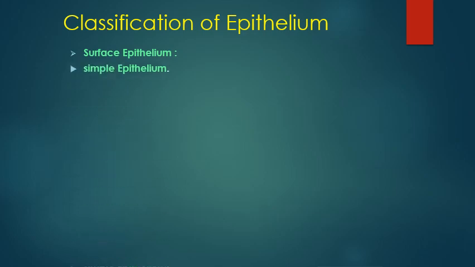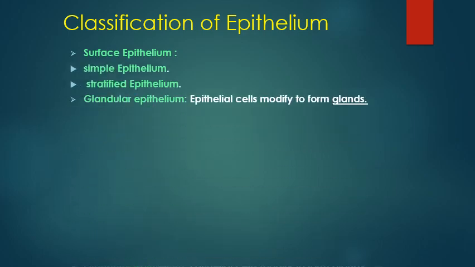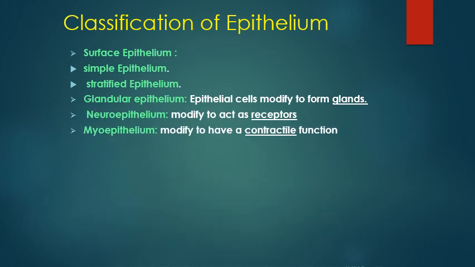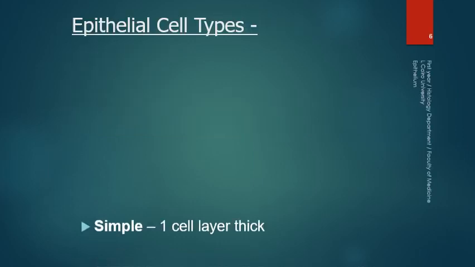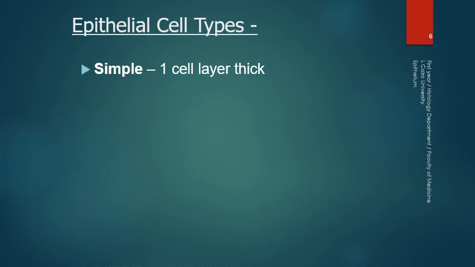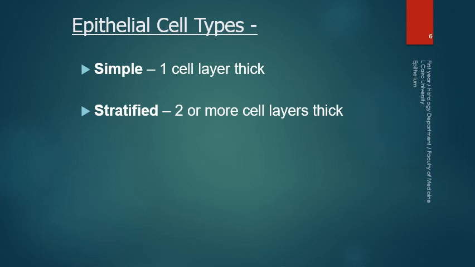The surface epithelium is either simple or stratified, glandular or neuroepithelial or myoepithelial. The glandular epithelium forms glands, and the neuroepithelium is modified to act as a receptor. The myoepithelium is modified so that it has a contractile function. The simple epithelium is formed of one cell layer resting on the basement membrane, while stratified has two or more cell layers.